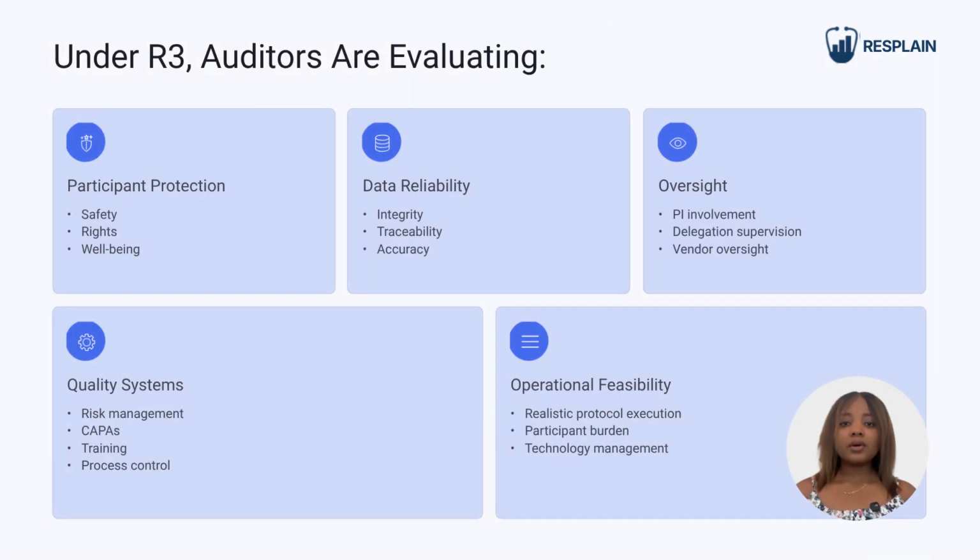At its core, auditors under R3 are trying to answer a few critical questions. First, were trial participants properly protected? Second, can the data generated by the trial actually be trusted? Third, was oversight effective? And finally, was the study realistically operationalized? So the modern audit is no longer just show me the binder. It is show me that your entire trial ecosystem is functioning appropriately.